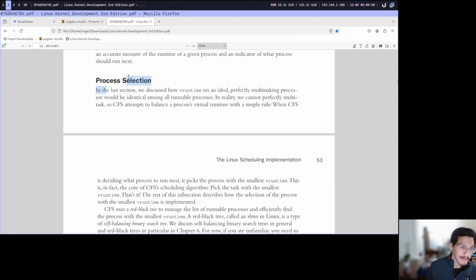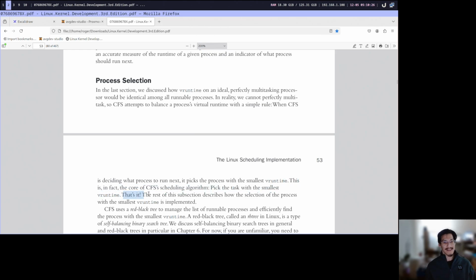In the last section, we discussed how vRuntime on an ideal perfectly multitasking processor would be identical among all runnable processes. In reality, we cannot perfectly multitask, so CFS attempts to balance a process's virtual runtime with one simple rule. When CFS is deciding what process to run next, it picks the process with the smallest vRuntime. Interesting. This is in fact the core of the CFS scheduling algorithm. Pick the task with the smallest vRuntime.